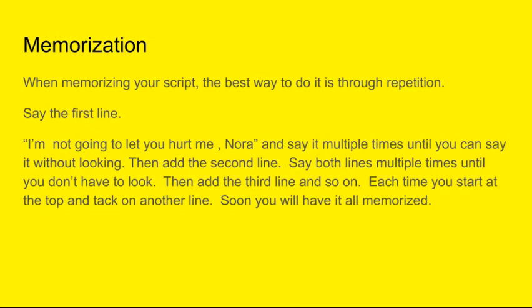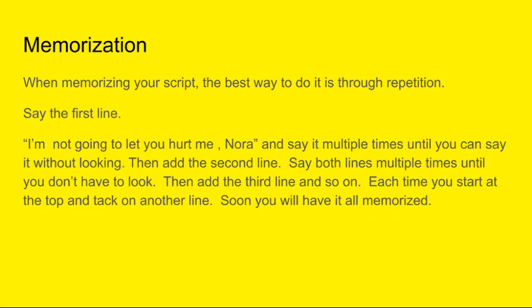When I memorize, I start with the first line. "I'm not going to let you hurt me, Nora." And I'm going to say that line as many times as I have to, not looking at it. Then once I feel like I'm good, I go to the second line. "I'm not going to let you tell me that I don't love you." I repeat that several times.